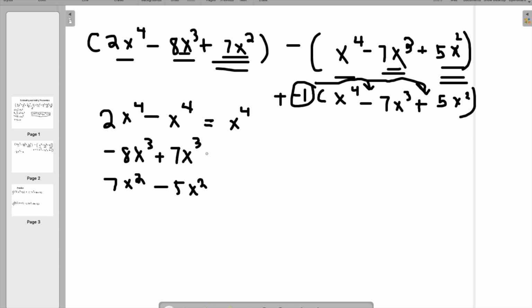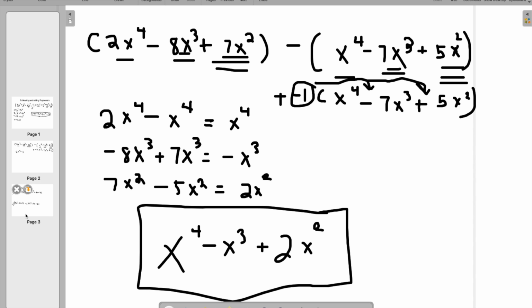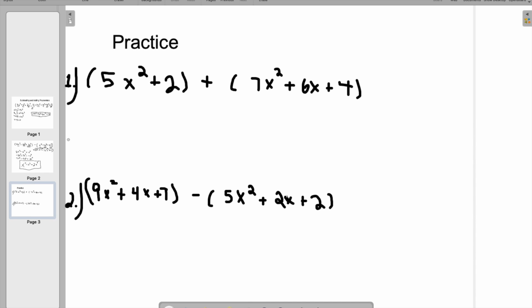Okay, so that comes out to be x to the fourth power. Then -8x plus 7x turns out to be -x to the third power. 7x squared minus 5x squared is 2x squared. And just like in the problem before with addition, we're going to combine all these answers into one function. So x to the fourth power minus x to the third power plus 2x squared. That is our answer. And you always want to make sure to put the highest degree first, so it decreases as you go to the right.